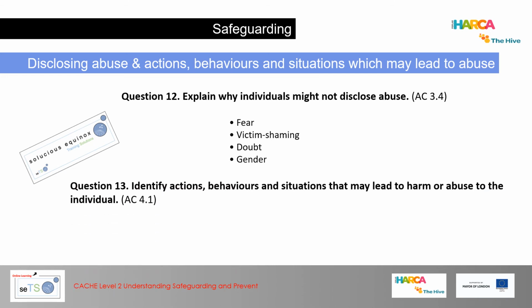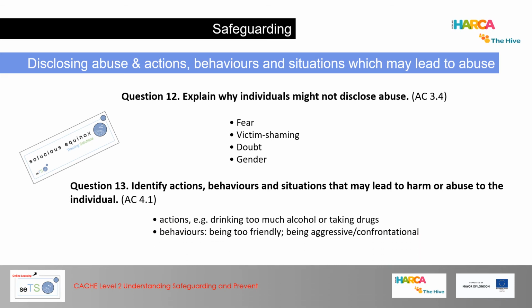And question 13 is asking you to identify actions, behaviours and situations that may lead to harm or abuse to the individual. So remember, actions such as drinking too much alcohol or taking drugs. Behaviours, being too friendly, being aggressive and confrontational. Situations, meeting strangers from the internet, and so on.